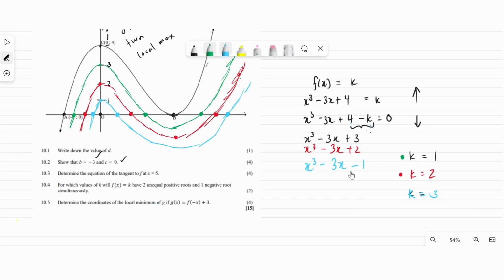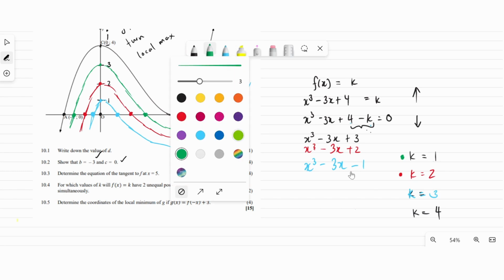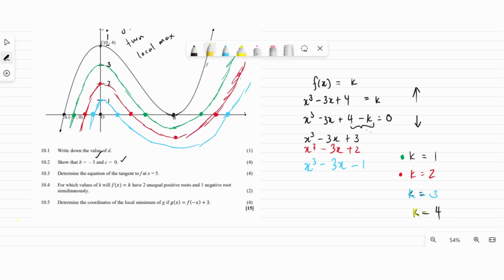So if now I say k is equal to 4, let me do it in another color so that you guys can see. Let me take yellow. 4 minus 4 is going to give me what? It's going to be x cubed minus 3x, and 4 minus 4 is going to give me 0. So it's going to be like this. The graph is going to cut here. It's going to go like this. So what do we see? We see that it's going to have equal roots here, because my turning point is going to be here, and it's only going to have 1 positive root.